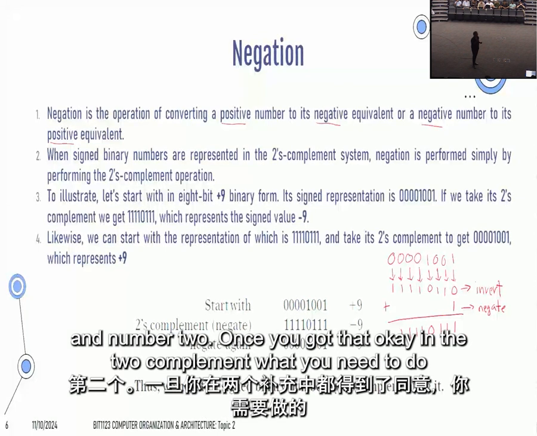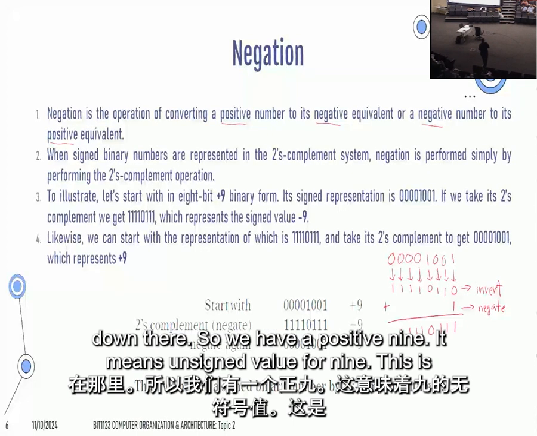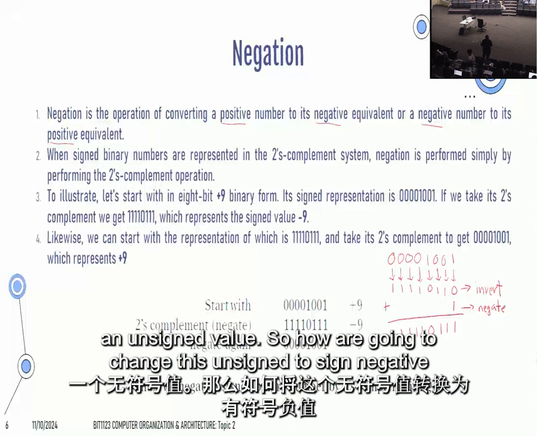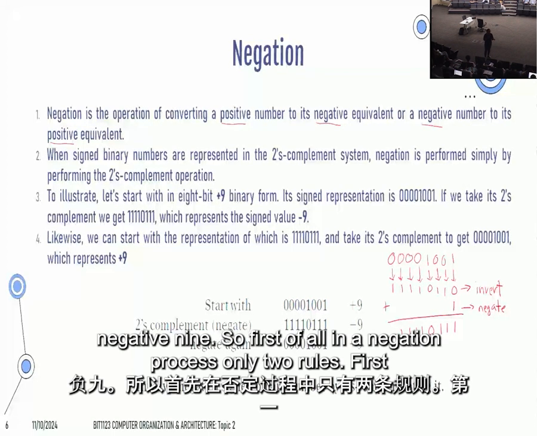And number 2, once you got that, in the 2 complement, what you need to do is negate. What is the process of negate? Look at the example I wrote down there. We have a positive 9, which means the unsigned value for 9. This is an unsigned value. So how are we going to change this unsigned to signed, negative 9? How am I going to change positive to negative 9?